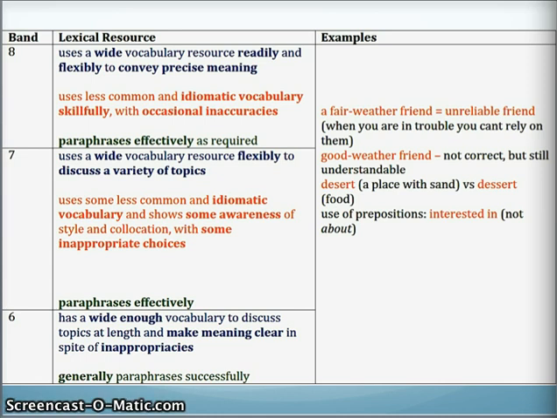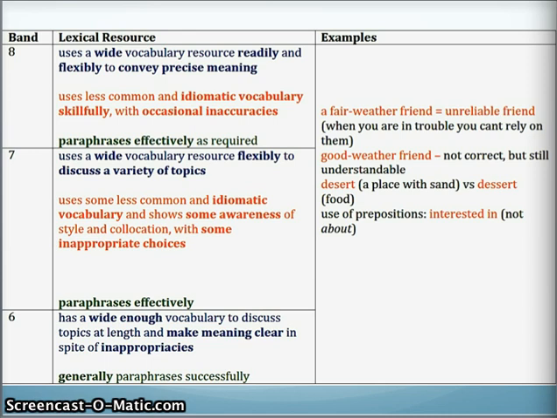As you see, for band 6, you don't need to use any idiomatic phrases. So consider enriching your vocabulary with idiomatic phrases only if you're aiming for bands 7 or 8. Look at the phrases in green. For bands 7 and 8, you should be able to paraphrase effectively. That is, be able to say the same things using different words. For example, instead of using I like many times, you paraphrase it with I fancy, I'm interested in, I'm keen on, etc.